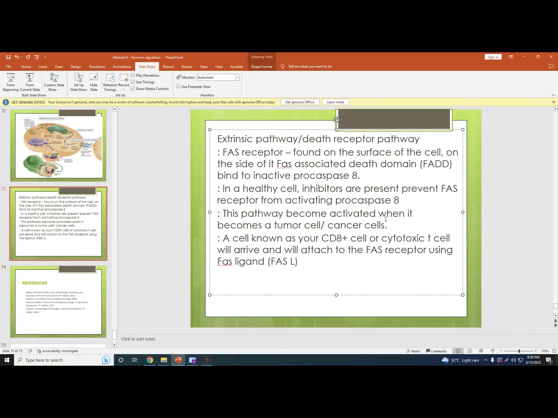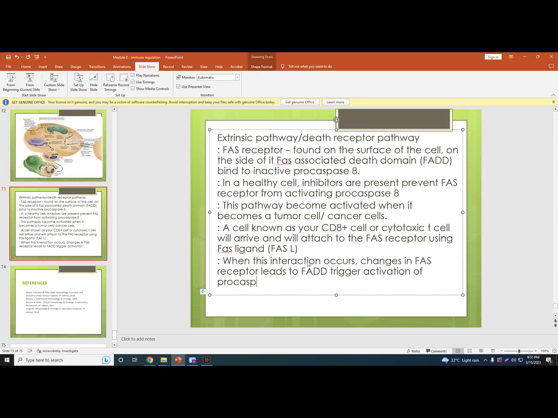Now, the only way for this pathway to become activated is when it encounters a tumor cell, or when the cell becomes a tumor or cancer cell. When this happens, a CD8 positive cell, or cytotoxic T cell, will arrive and attach to the Fas receptor using the Fas ligand. When this interaction occurs, changes in the Fas receptor lead to FADD triggering activation of procaspase 8. So the FADD can no longer stop the activation of procaspase 8.